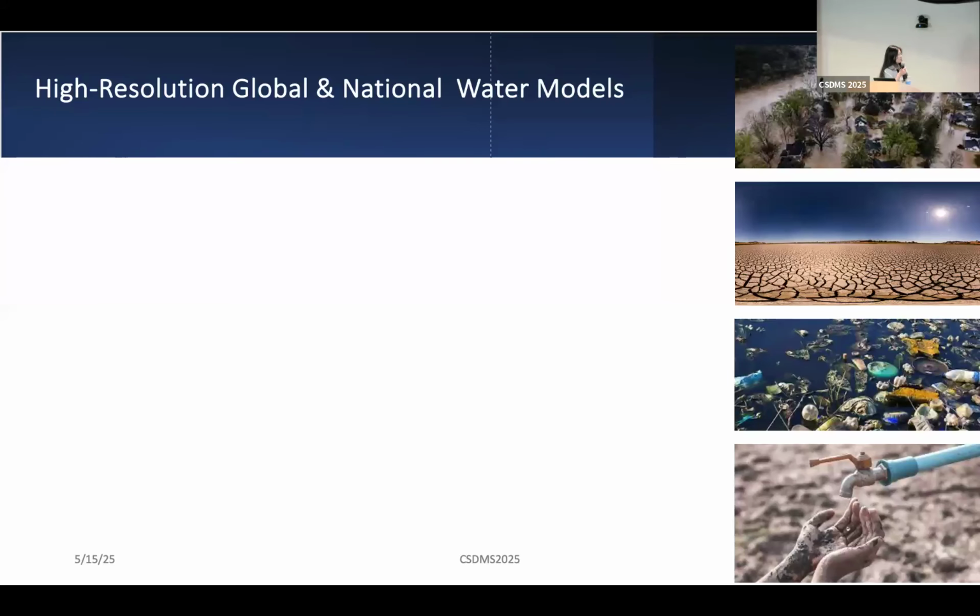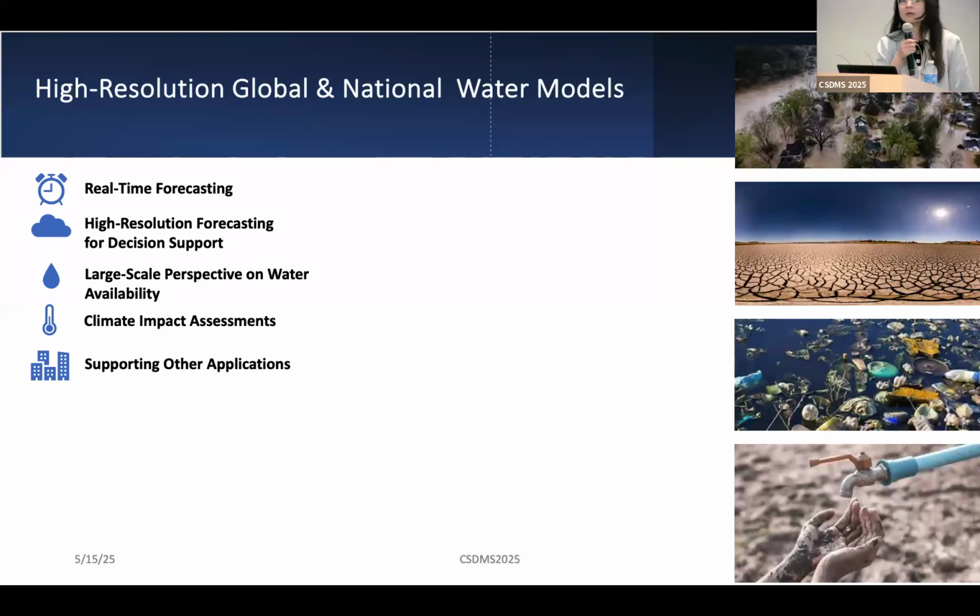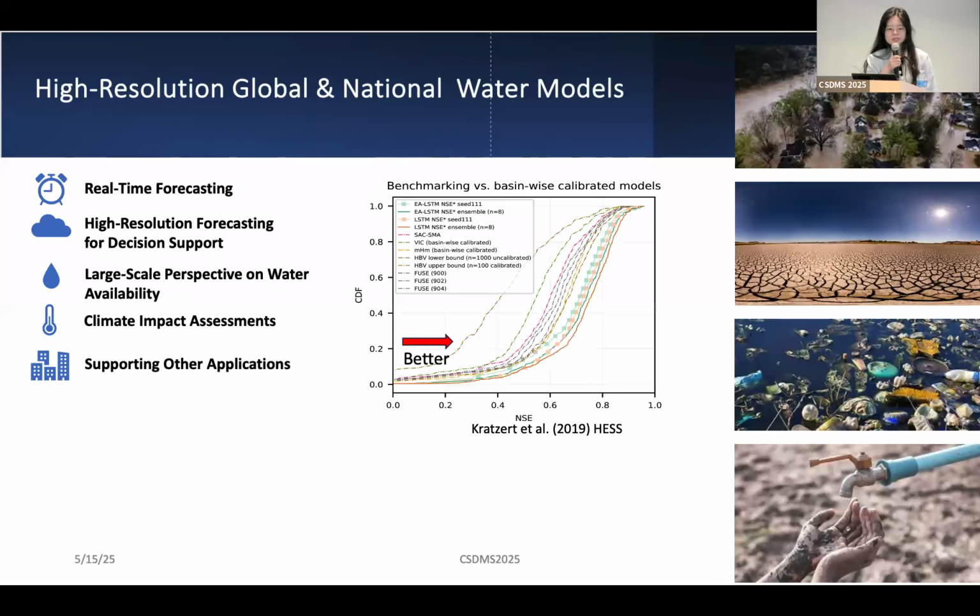The global and national water models are important tools for the prediction of flood, drought, water pollution, and water scarcity. They can provide us with real-time, high-resolution streamflow forecasts and a large-scale perspective on water availability and climate impact assessment. They also can support other applications. Now we're at the era of machine learning. It's changing the way we do modeling.